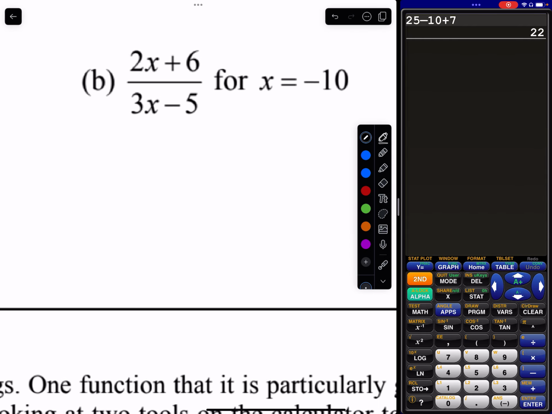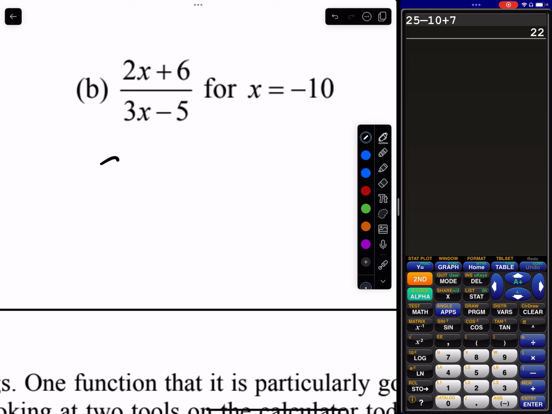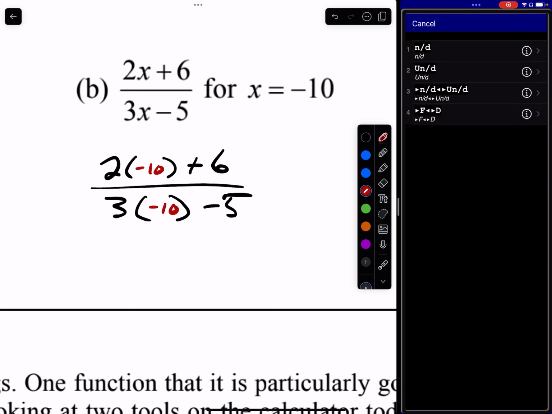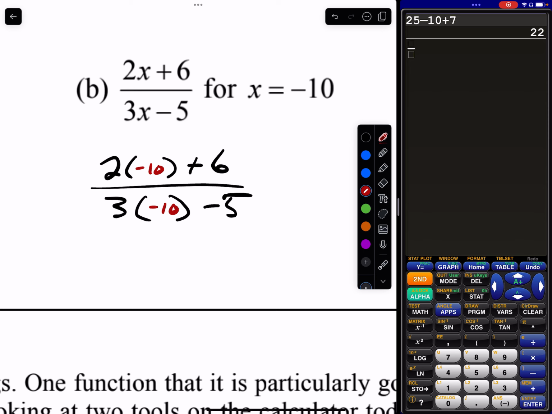And now if we look over here, we've got 2 times x plus 6 divided by 3 times x minus 5. And what is our value for x? It is negative 10 and then negative 10. So on our calculator, remember, if I hit alpha y equals, I can create a fraction. So that's going to be much more accurate. And now I'm just going to substitute that in exactly as is.